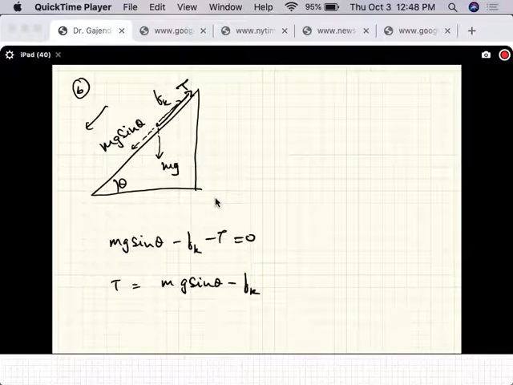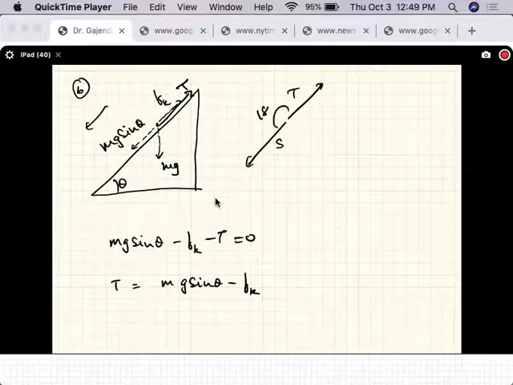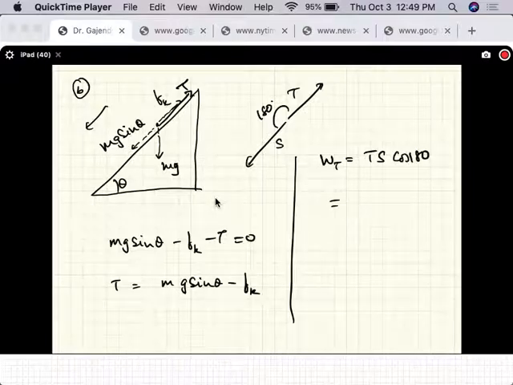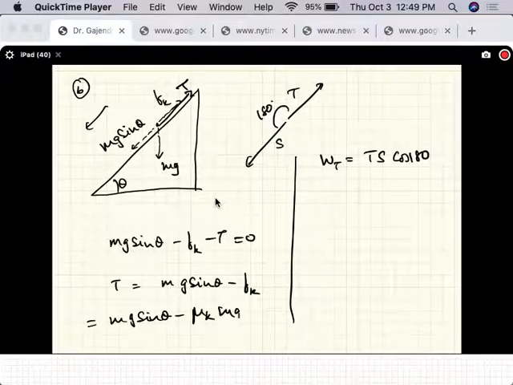The work done by tension: tension is in that direction and the displacement is in this direction. Again, the angle is 180 degrees. So work done by tension, well, maybe we'd better calculate tension separately. Let me calculate tension over here. It's mg sine theta minus mu k mg cosine theta.